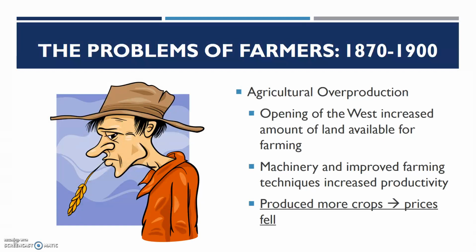First, let's talk about the problems that farmers faced between 1870 and 1900. During this time period, the farmers of the United States experienced agricultural overproduction. That means that when the West was opened for settling, there was an amount of land available for farming that allowed for the overproduction of goods. There was a lot of machinery that had been developed to help farmers, and also there were new techniques that allowed farmers to grow more crops. The access of more crops meant that prices of those crops would fall.